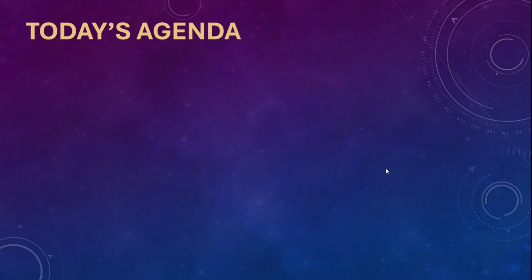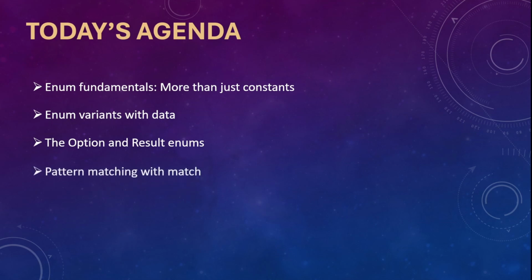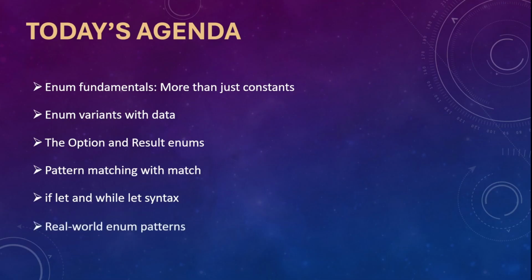So our today's agenda includes the enum fundamentals, which are more than just one constant. Then we will check out the enum variants, which can store data as well, followed by the Option and Result enums. Then we will check out pattern matching with the match keyword. After that, we will explore if let and while let syntaxes. And lastly, we will explore real-world enum patterns.